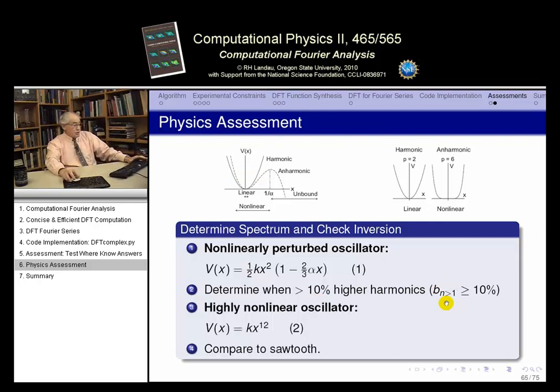If we wanted to do the highly nonlinear oscillator, I'd say, well, do something like a 12 up here, maybe more, because then this function looks very much like a box. And if it looks very much like a box, then you know it's just going to bounce back and forth, and compare the output you get from your DFT to what you got for a sawtooth function. See if they compare. So those are your exercises.